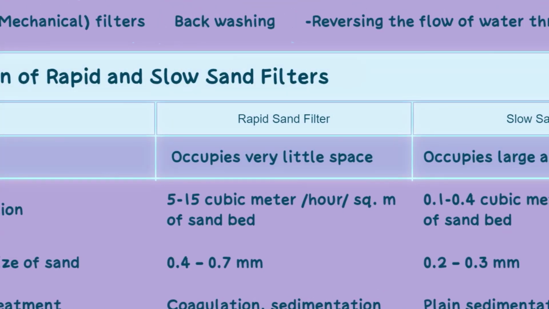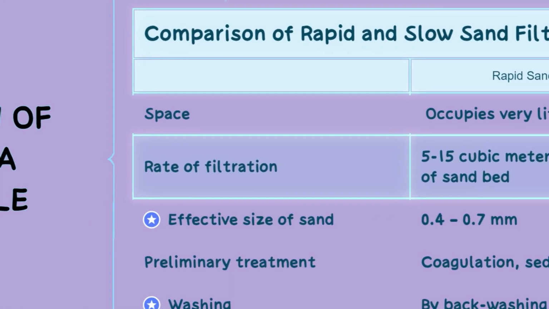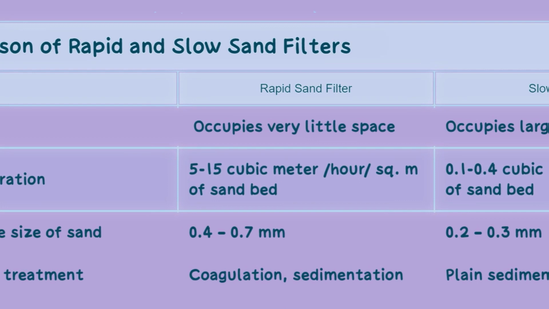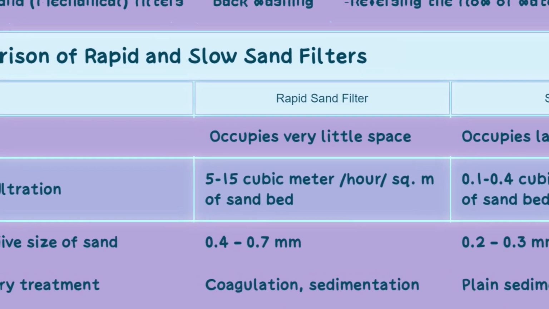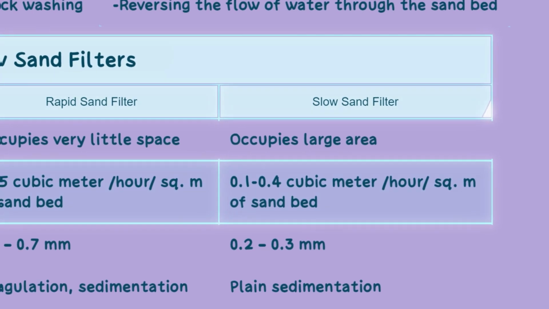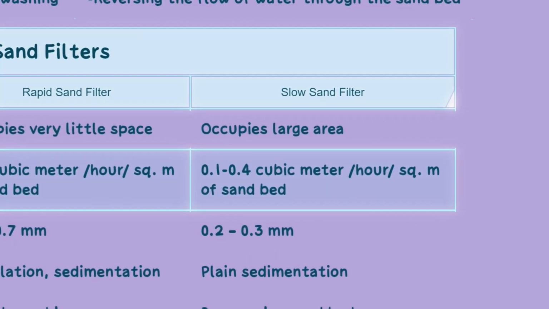Rapid sand filters require less space, while slow sand filters occupy a larger area. In terms of filtration rate, as the name suggests, rapid sand filters have a higher filtration rate, typically 5 to 15 cubic meters per hour per square meter of sand bed, compared to 0.1 to 0.4 cubic meters per hour per square meter for slow sand filters.